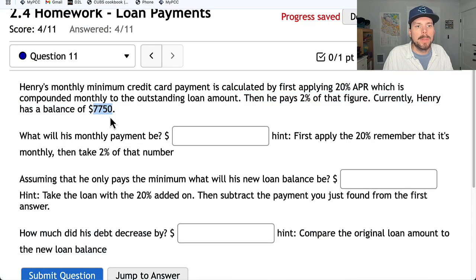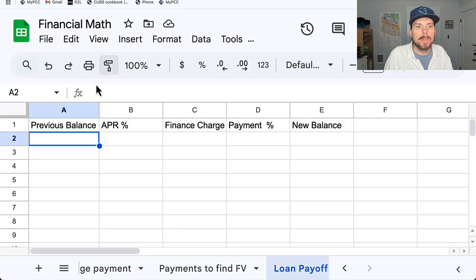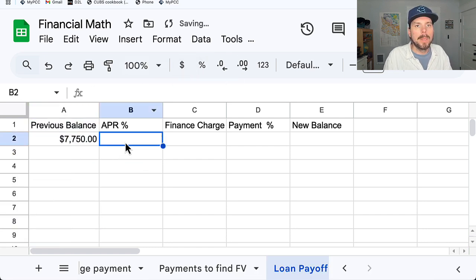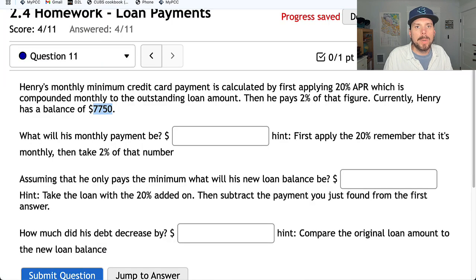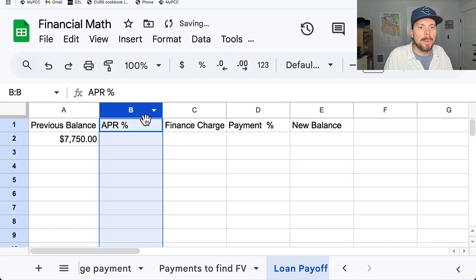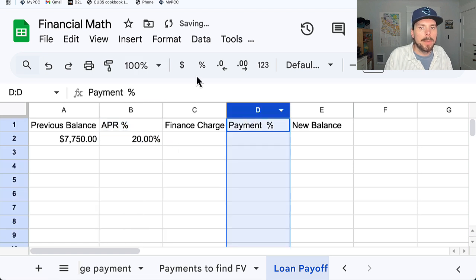I'll start with the balance of the loan. This one is $7,750. We'll find that we need to format that as a dollar amount. I can just make that whole column a dollar. My APR is 20% and the payment's 2%. With these, it helps to make it a percent first before you start typing.